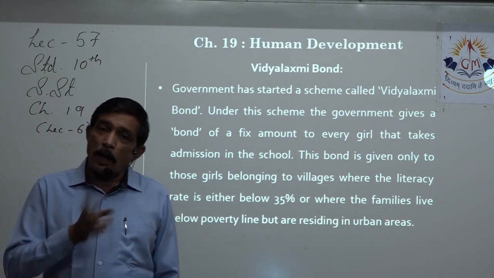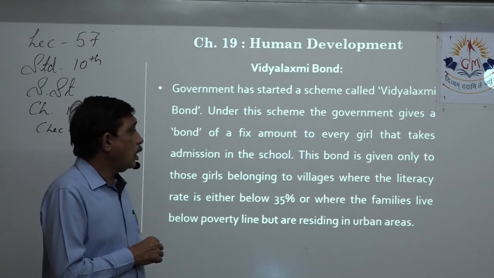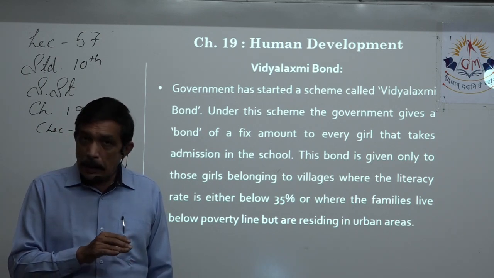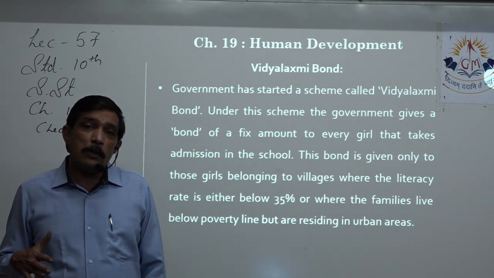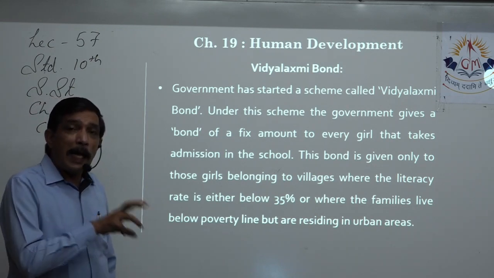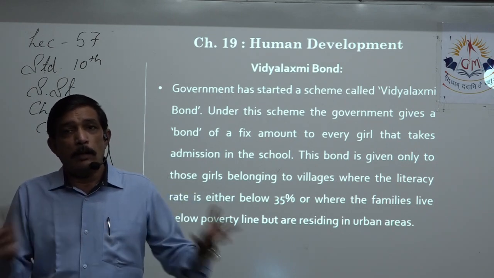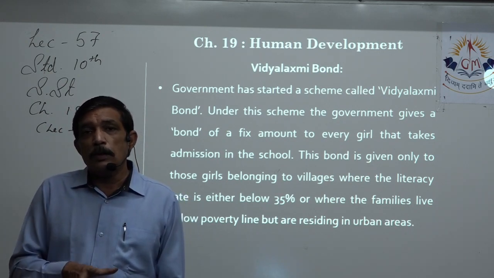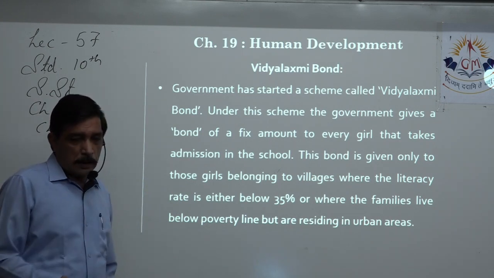It is for both urban and rural areas, but in rural areas there is a certain classification that the literacy rate of that village or area should be below 35%. Then girls are given the bond. Even in urban areas, the condition is that they should be BPL, that is below poverty line, so that the help can actually reach the needy people. Otherwise everyone would be applying for that, and the government will have to run for funds every time. So it is especially given to the poorest of the poor and in those areas where the literacy rate is quite low.